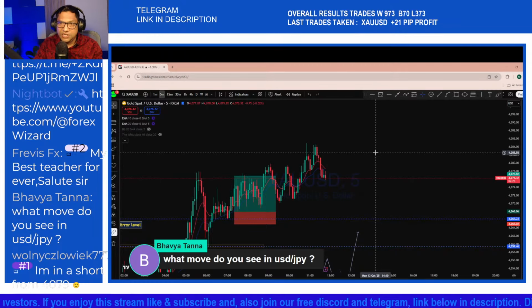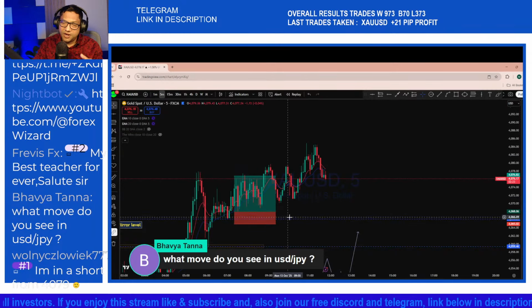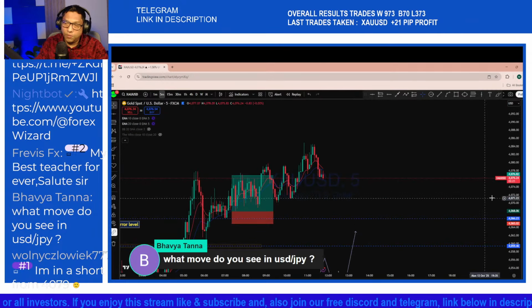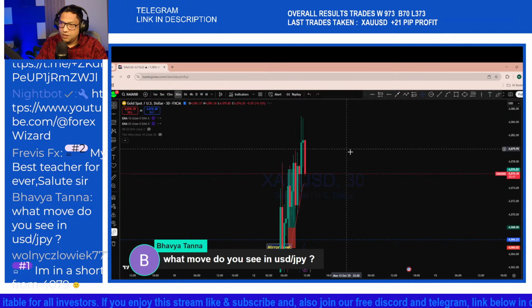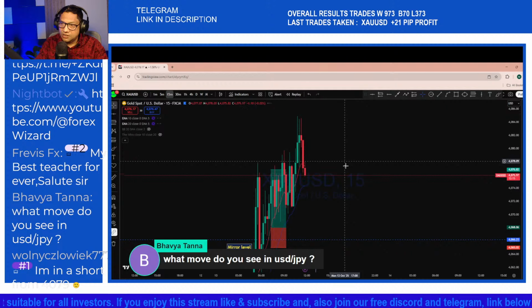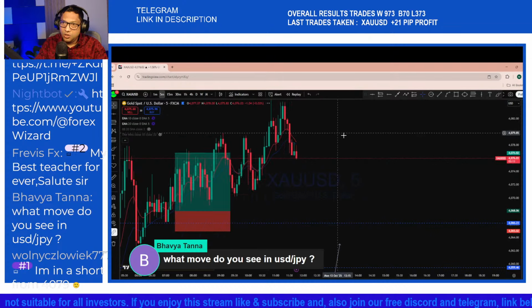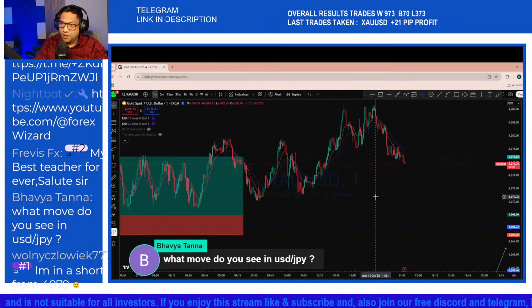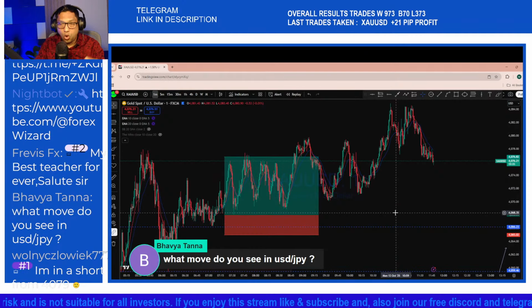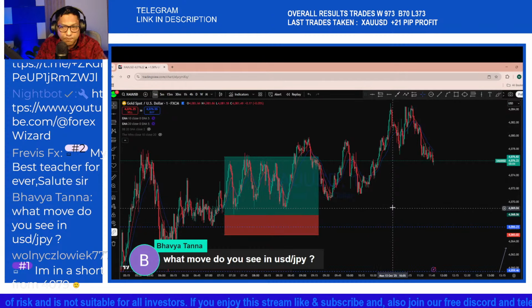Once you see that the market has formed those structures, we are about to go long or short from those areas. That's a simple way to trade.